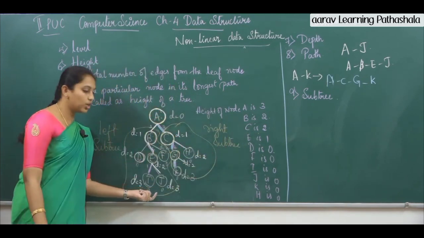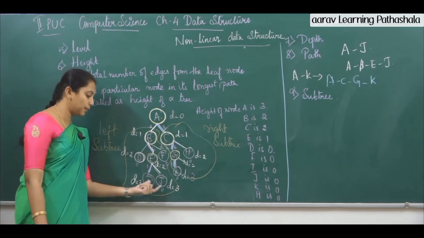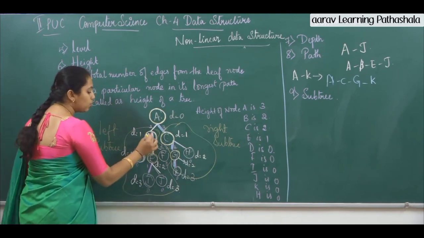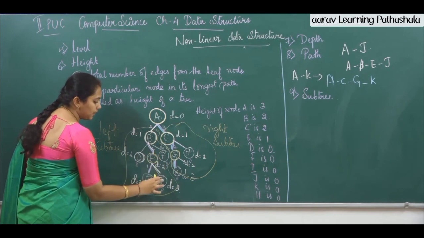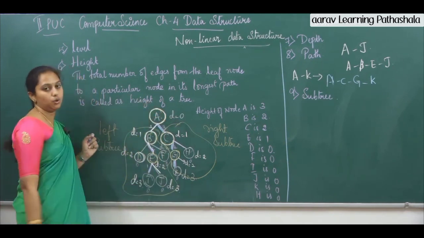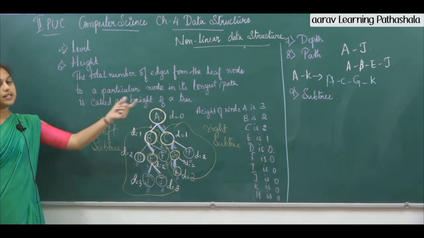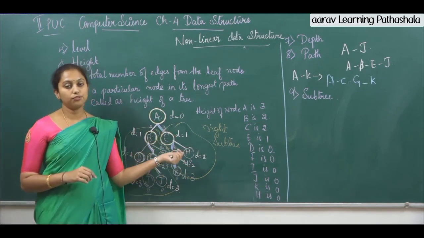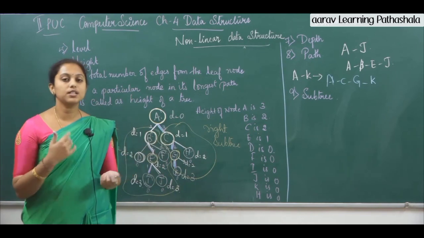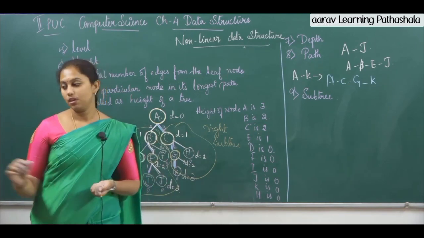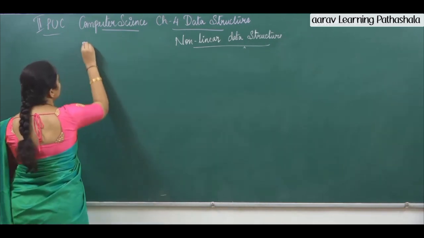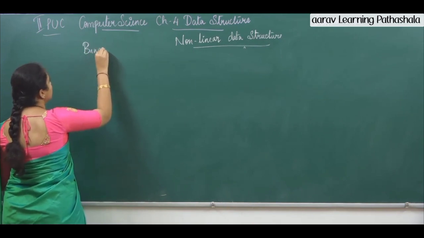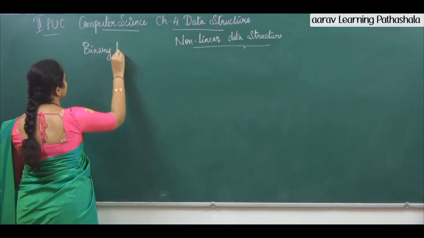So, each child node forms a subtree. A subtree is formed from a child node on its parent node. So, these are the terminologies of tree. Now, let's see what is a binary tree. So, next is binary tree. What is a binary tree?